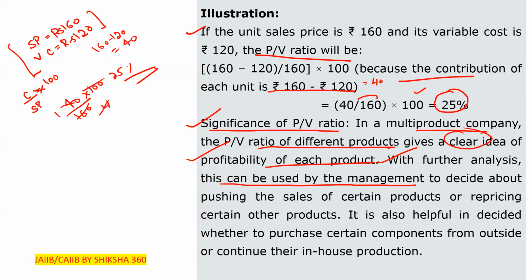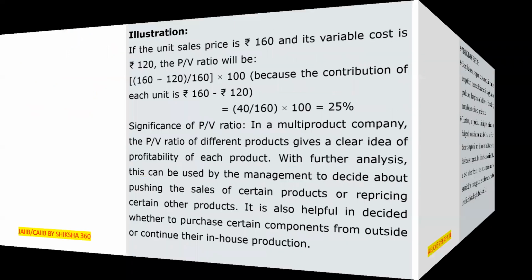Further, it is also helpful in deciding whether to purchase certain components from outside or continue their in-house production. All these things we are able to understand with the help of the PV ratio. That is pushing the sales. Basically, if we are getting more profit from a product, it is beneficial for us to increase the sales for it. So it depends on a case-to-case, product-to-product basis.